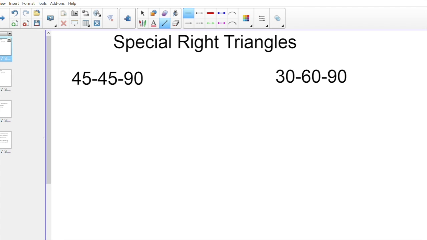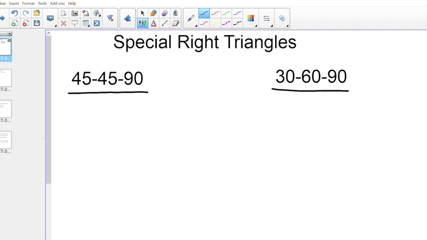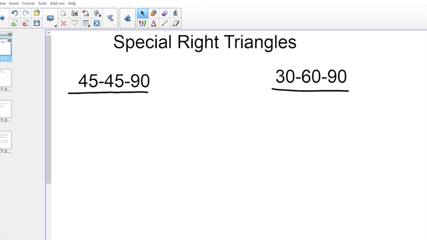What we're going to do now is to spend some time on the special right triangles. There are two of them. One of them is the 45, 45, 90-degree right triangle. And the other one is the 30, 60, 90 special right triangle. Now, we're going to begin with the first one. So I'm going to do the 45, 45, 90-degree triangle first.